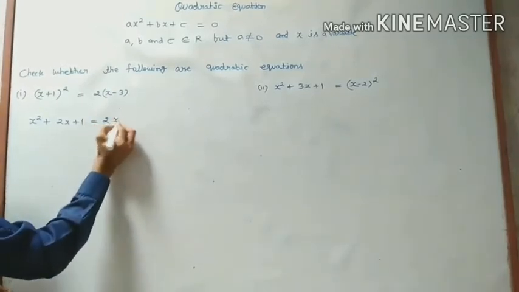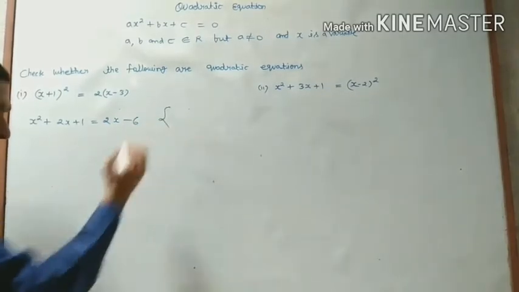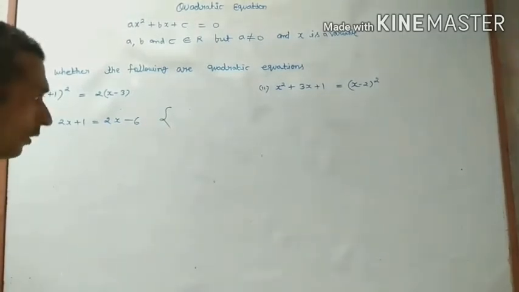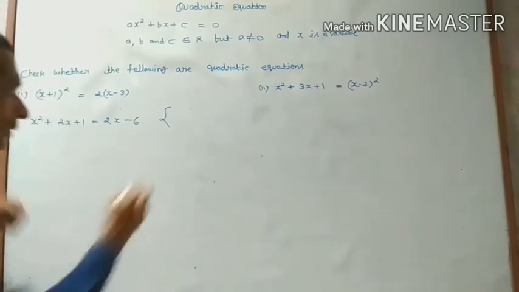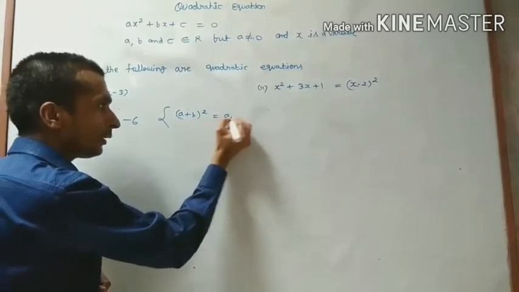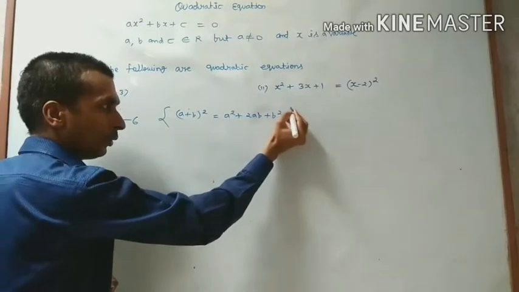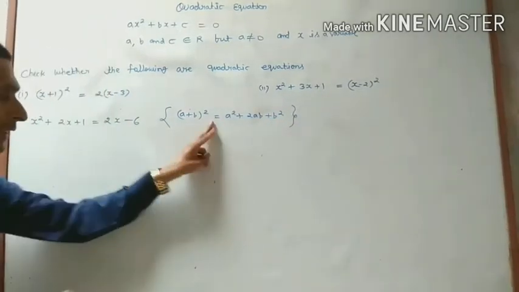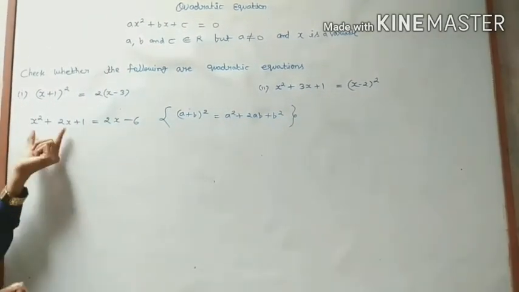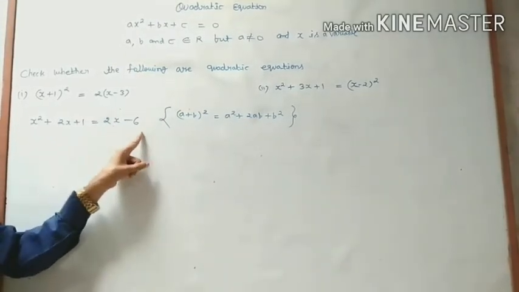2 into x is 2x, and 2 into 3 is 6. And this is for your knowledge, don't write it in the examination. First of all, for (x plus 1), you have to apply the formula (a plus b) whole square is equal to a square plus 2ab plus b square. Okay friends, so with the help of this formula we can open this bracket. x square plus 2x plus 1 equal to 2x minus 6.